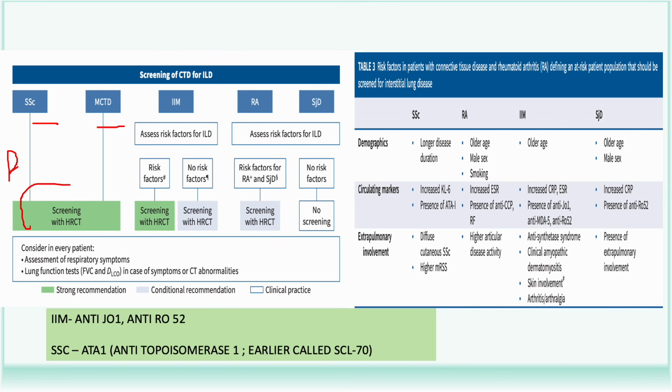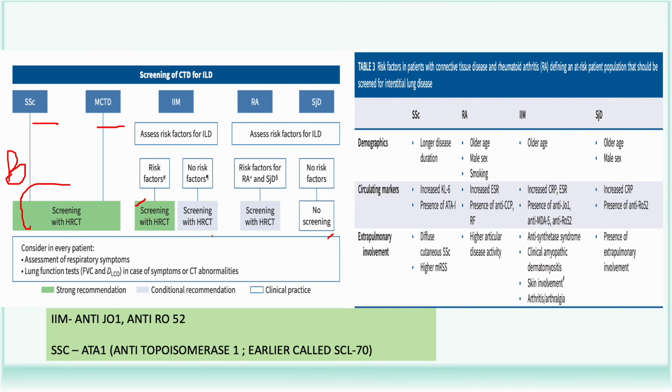Probably you should get a baseline CT scan right at diagnosis for all systemic sclerosis and mixed connective tissue disease patients, and that's period. You have to do a screening with HRCT for all of these. Now, the second section is the ones where there are certain strong recommendations, or there are conditional recommendations, or where it could be based on our clinical practice.